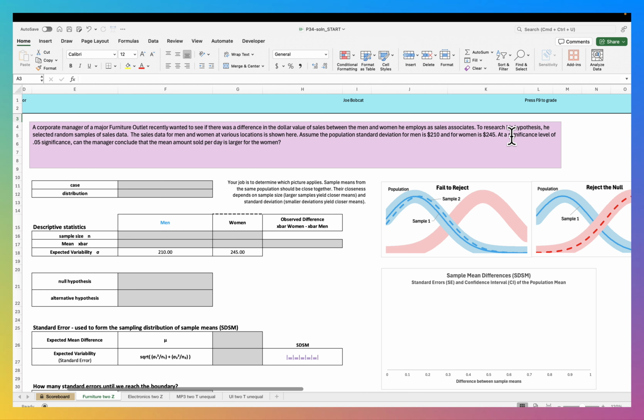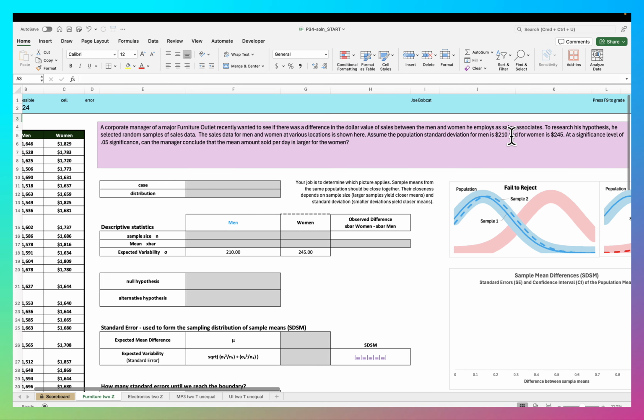A corporate manager of a major furniture outlet recently wanted to see if there was a difference in the dollar value of sales between the men and women he employs as sales associates. To research his hypothesis, he selected random samples of sales data. Sales data for men and women at various locations is shown here, off to the left.